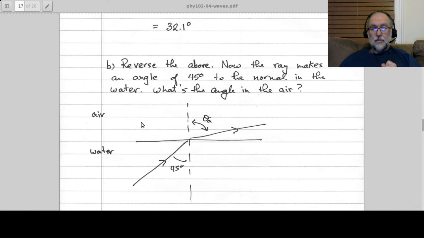Let's do the reverse of this problem. The reverse of the above will have the angle 45 degrees to the normal in the water. So here we have water, and the ray is coming in, and that angle in there is 45 degrees. And now when the ray exits, it is going to exit at an angle bigger than 45 degrees, so theta A is going to be bigger. Why is it bigger? Because the ray bends away from the normal in the material with the smaller n. So air has a smaller n than water, so this angle must be bigger than 45 degrees.